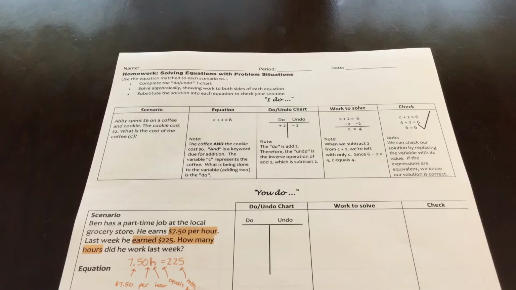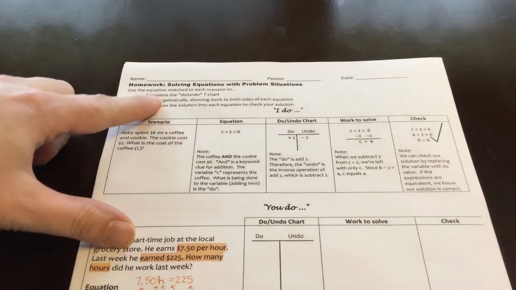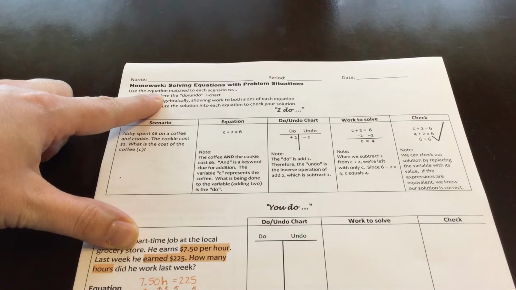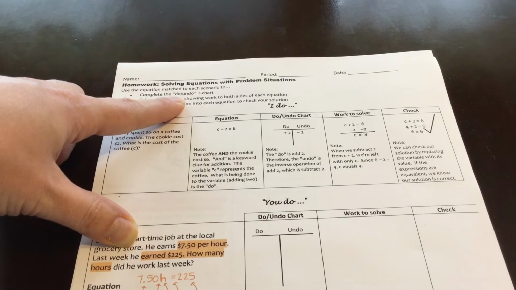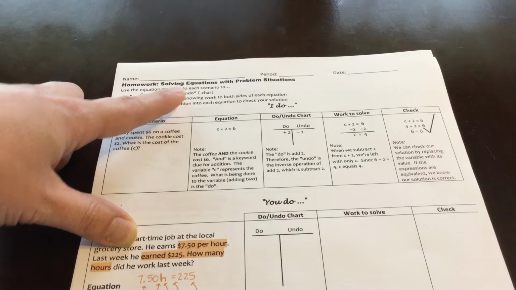In your feedback, some students said that they would like color coding or more of a video explanation to know why these were the matches. So this is intended exactly for you, and we can get a head start on it together. You're going to use the equation that was matched to each scenario and then go ahead and complete the do and undo chart like you were doing on previous assignments. You'll get credit for that.